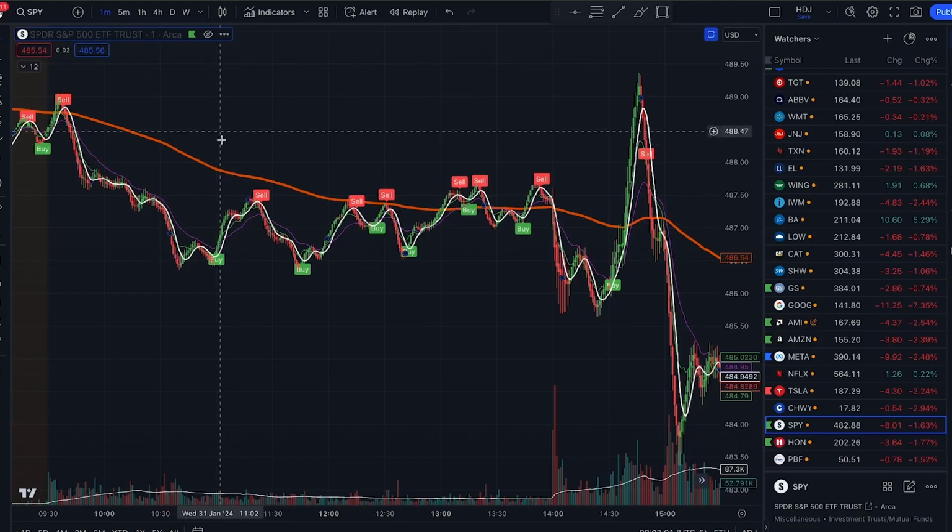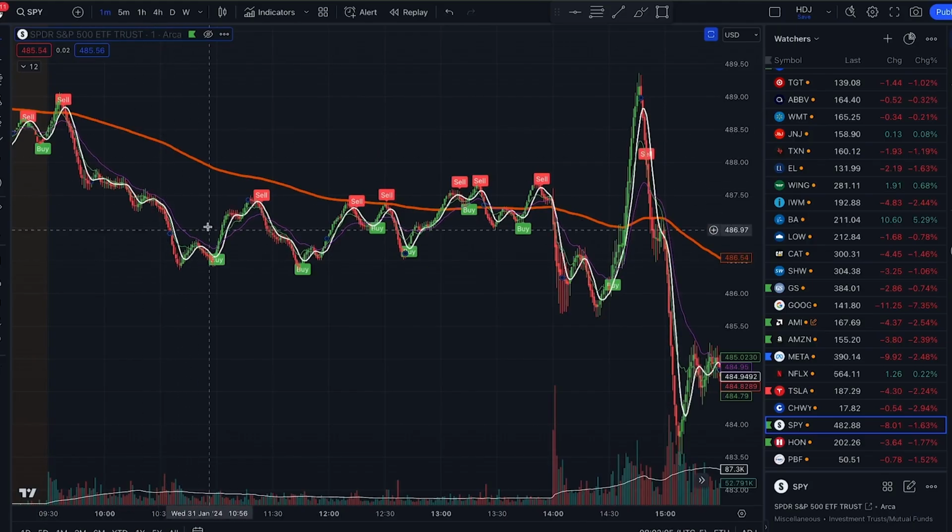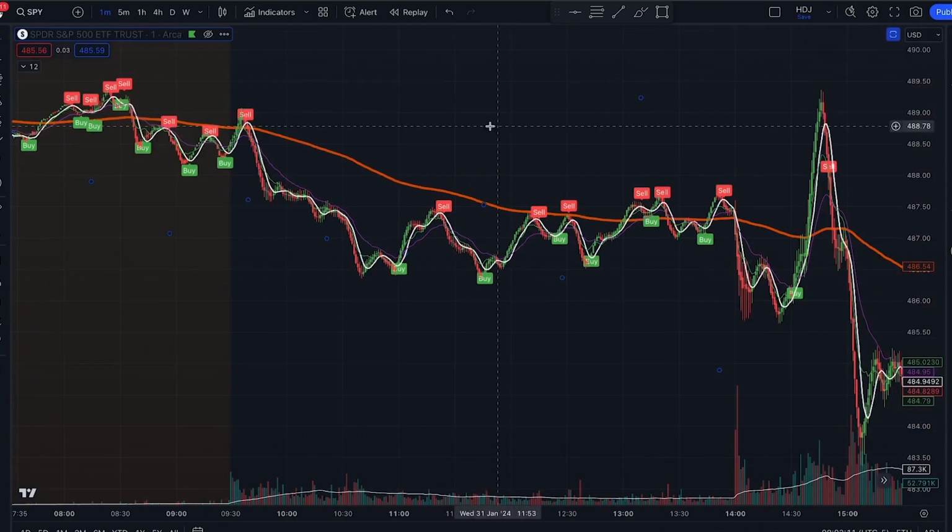So what do you see now? You see sell and buy. And these are signals that you get throughout the day. So let's collapse this. So this is good if you just want to get, it'll give you a signal and what you're looking for.